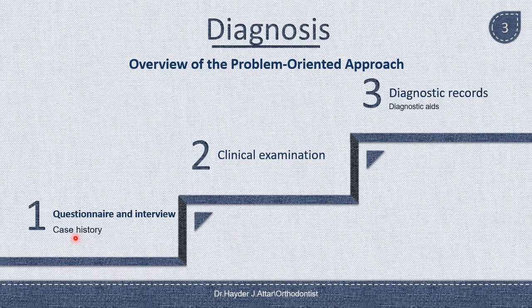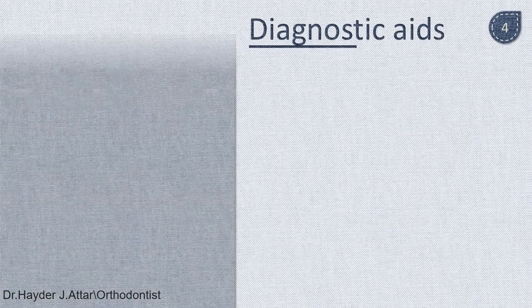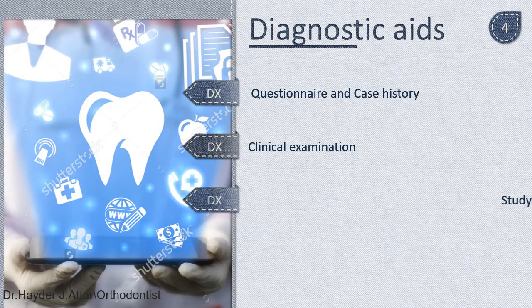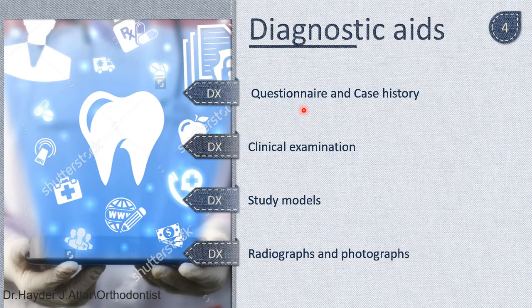The questionnaire and interview include the patient name in addition to the address, occupation, and his chief complaint. The clinical examination includes the extraoral and intraoral clinical examination, and the diagnostic record includes the essential diagnostic record or the essential diagnostic aid, which are the questionnaire and case history, clinical examination, study models, radiographs, and photographs.